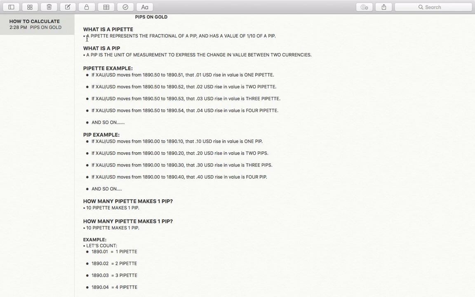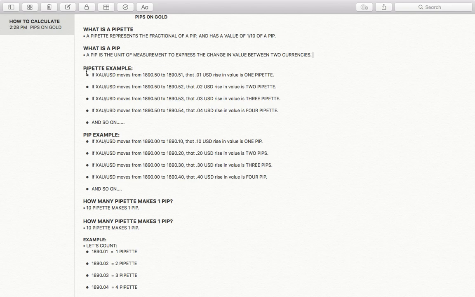So the next thing you need to understand right now is a pipette, right? So what is a pipette? A pipette represents the fraction of a pip and has a value of 1/10 of a pip. Don't worry, I'm going to break this down. You're going to understand every single thing. Okay, so I'm going to give you an example just like you see here.